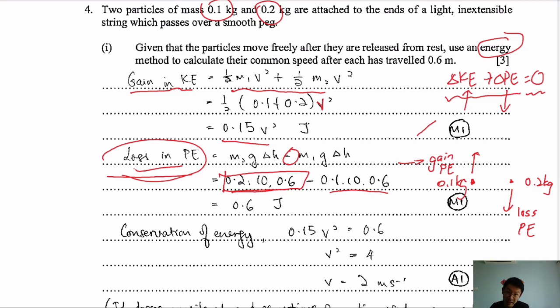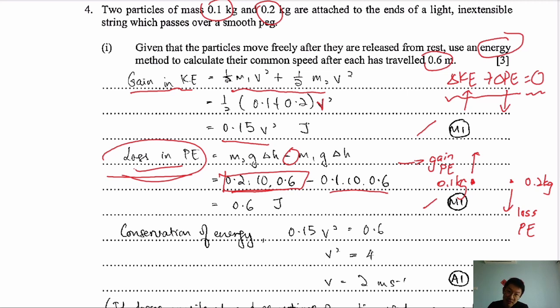By finding the mgh for both, substituting their masses, g, and the change in height, because they have both moved 0.6 meter, we get 0.6 joule, which is their net loss in PE.